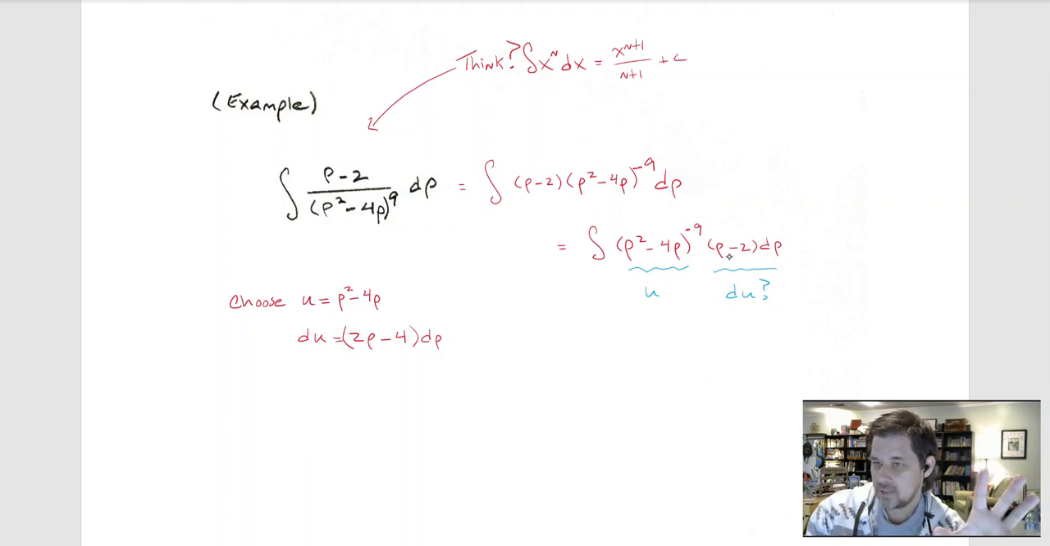Do you see right there? Do you see 2p minus 4 dp? No, I see something close. I see p minus 2 dp, but close is not good enough. All right, it's got to be just like it.